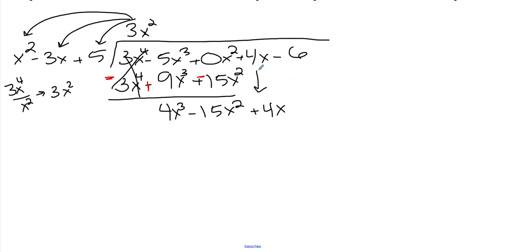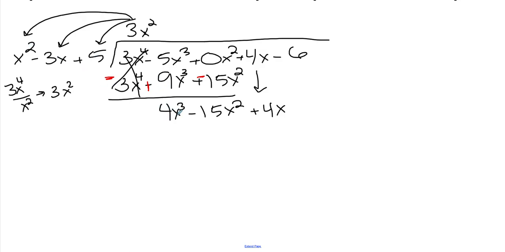And one more thing I want to reiterate here. See that 0x squared? If we didn't have that 0x squared, we wouldn't have anything to line up with this negative 15x squared. So it's a nice organizational strategy when you're doing this. The process repeats itself after we go through one round. We go until this exponent is less than this exponent. Then we can't go anymore.